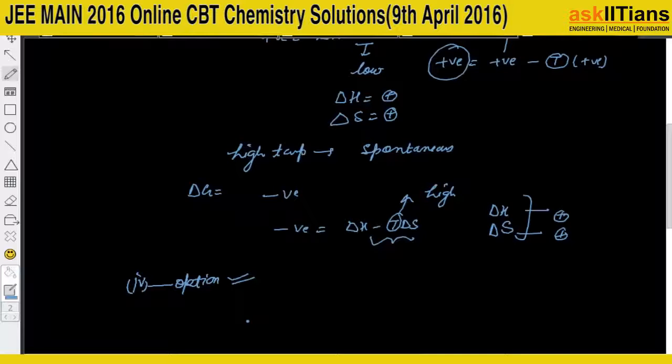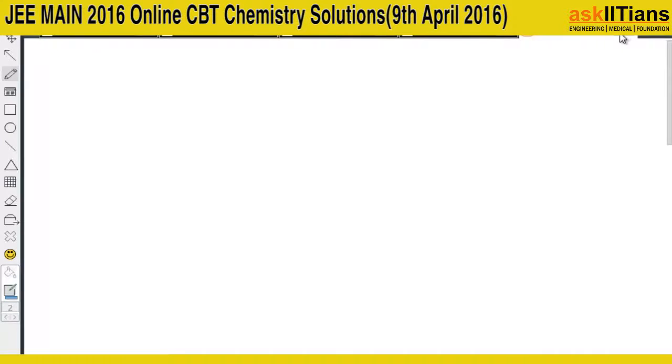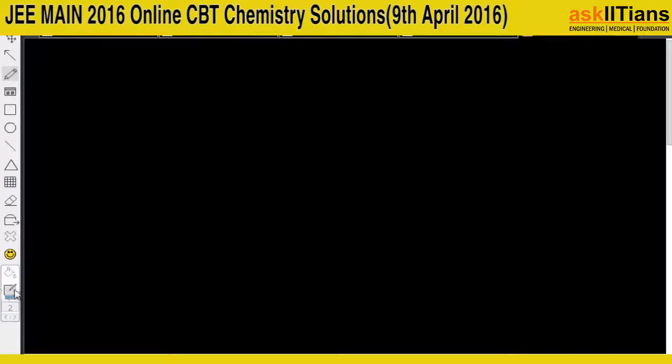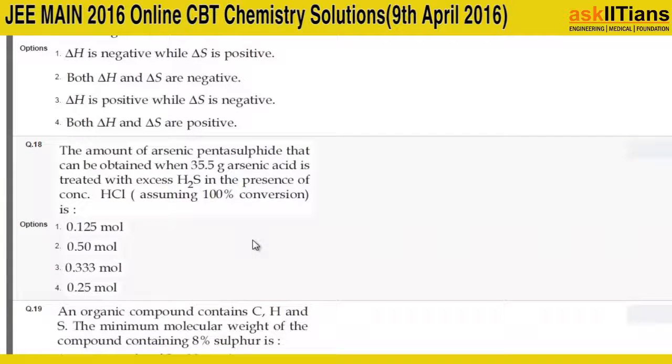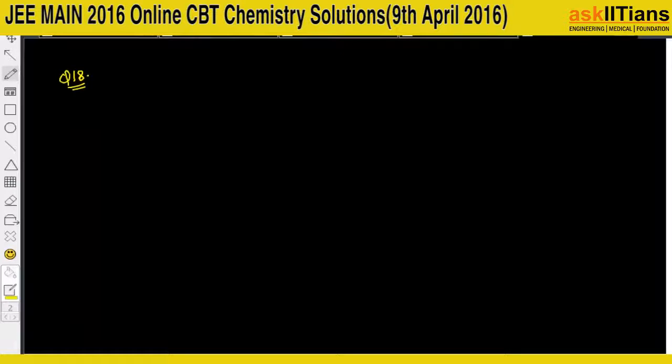So students, having done with question number 17, now let us come over to question number 18. Let's see what this question number 18 says. Question number 18 says that the amount of arsenic pentasulfide that can be obtained when 35.5 grams of arsenic acid is treated with excess of H2S in the presence of concentrated HCl. You have to assume 100% conversion is taking place.